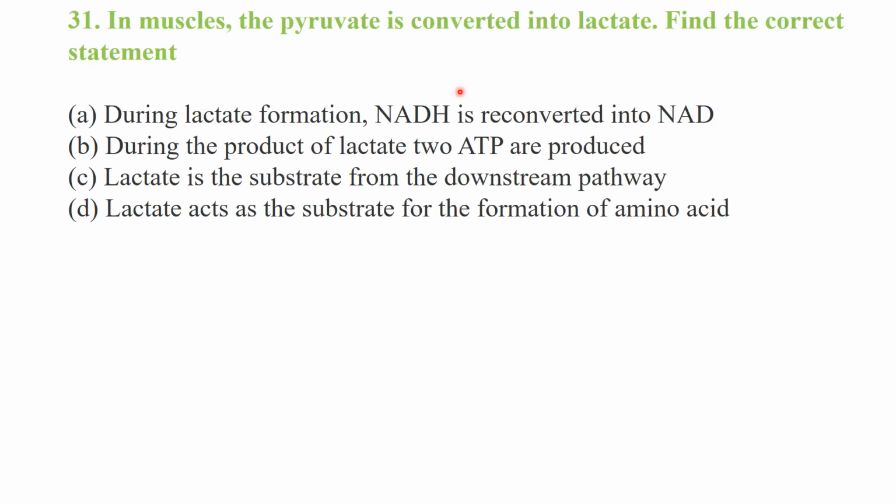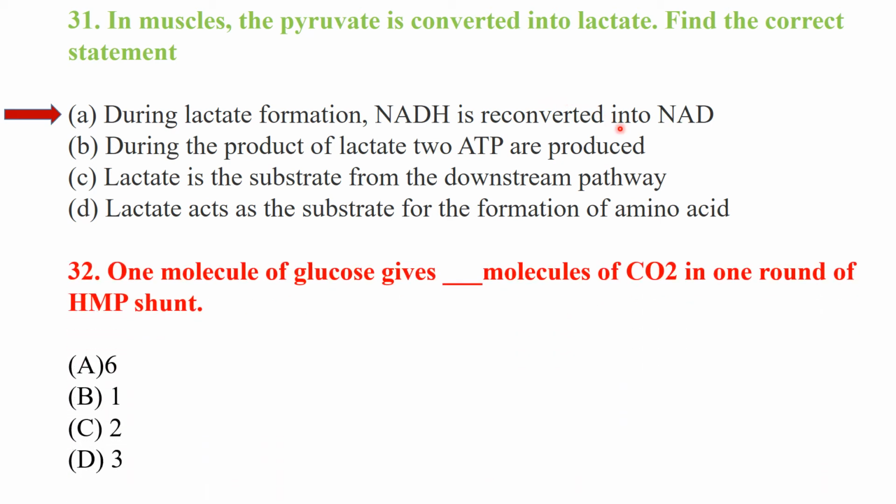In muscles, pyruvate is converted to lactate. Find the correct statement. During lactate formation, NADH is reconverted into NAD. One molecule of glucose gives how many molecules of carbon dioxide in one round of the HMP shunt? So it is one molecule only.